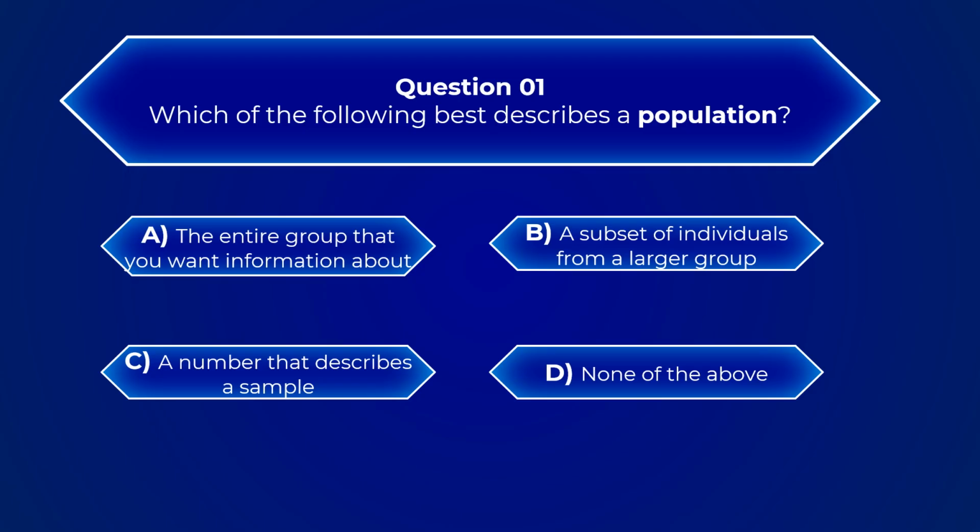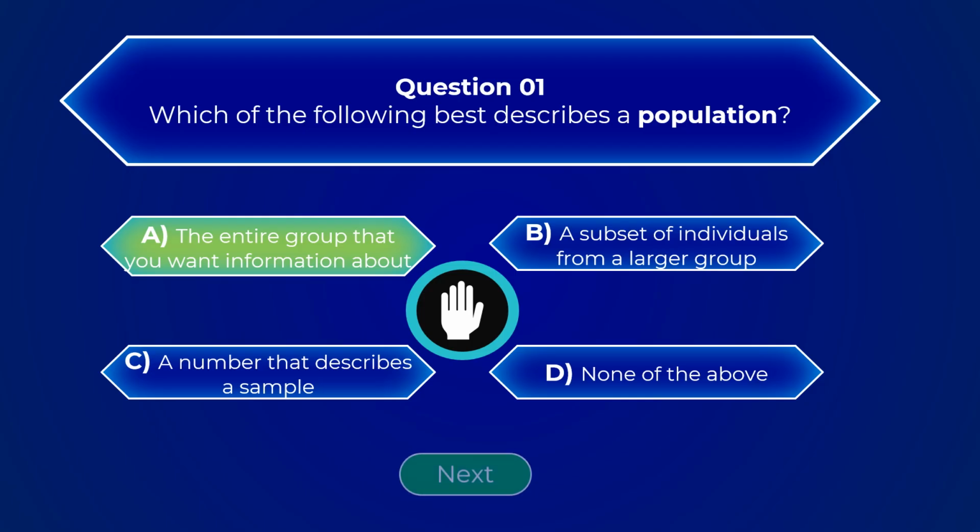A. The entire group that you want information about. B. A subset of individuals from a larger group. C. A number that describes a sample. D. None of the above. So here the entire group that you want information about is the right answer.